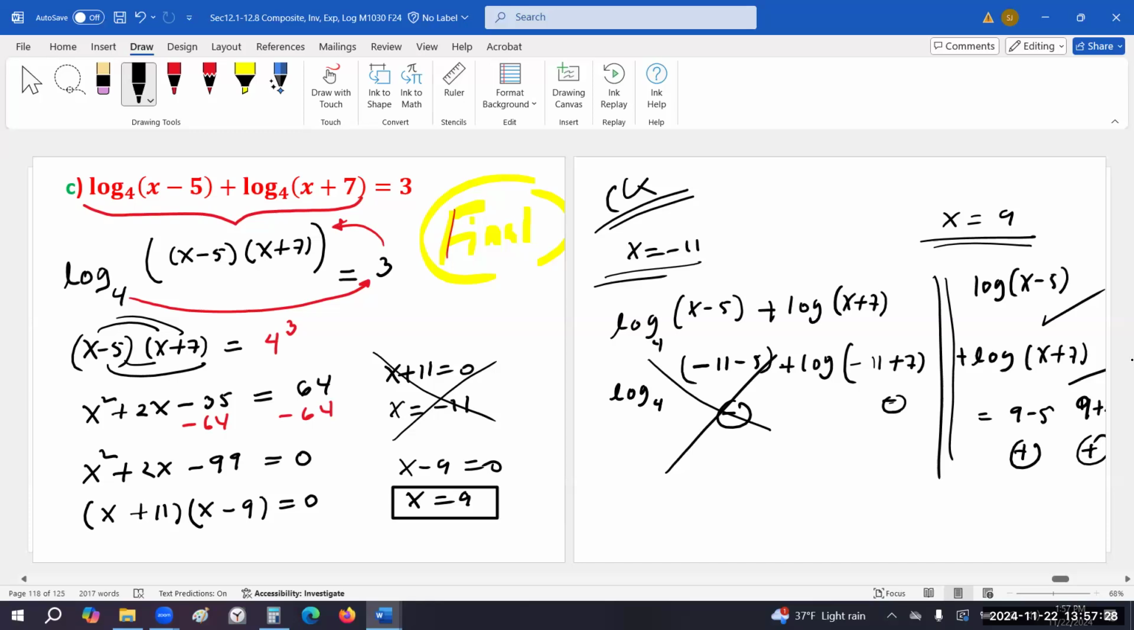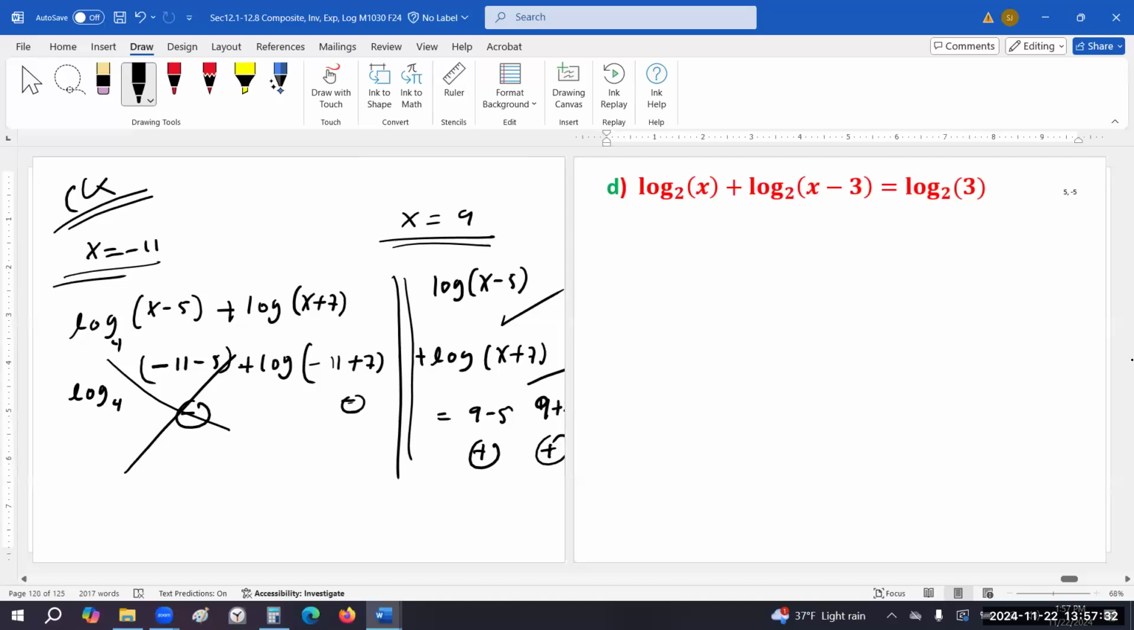Any question on this one? So now comes the third type. Type 3. Log on both sides with no single number. So we have only logs, no number.